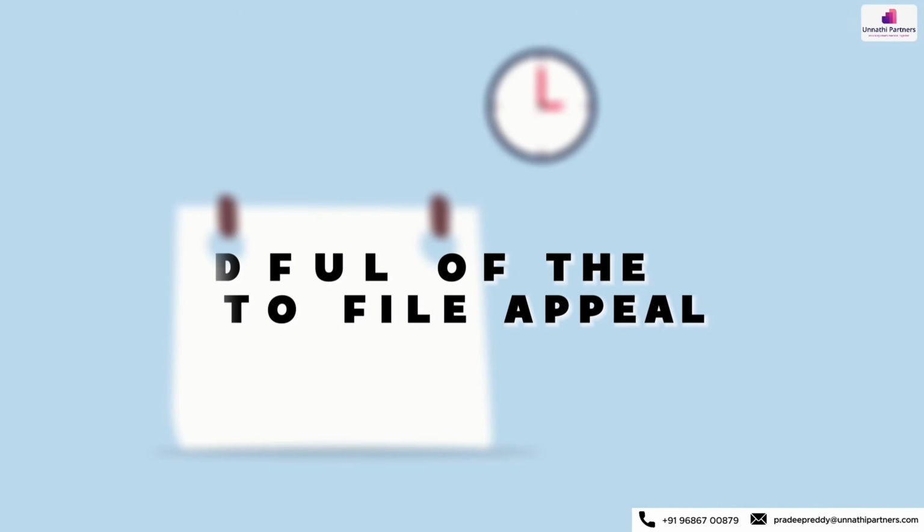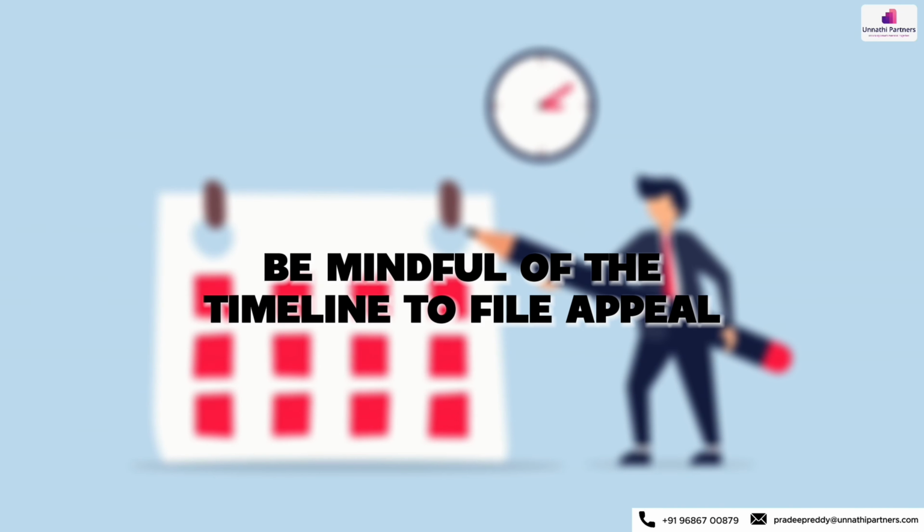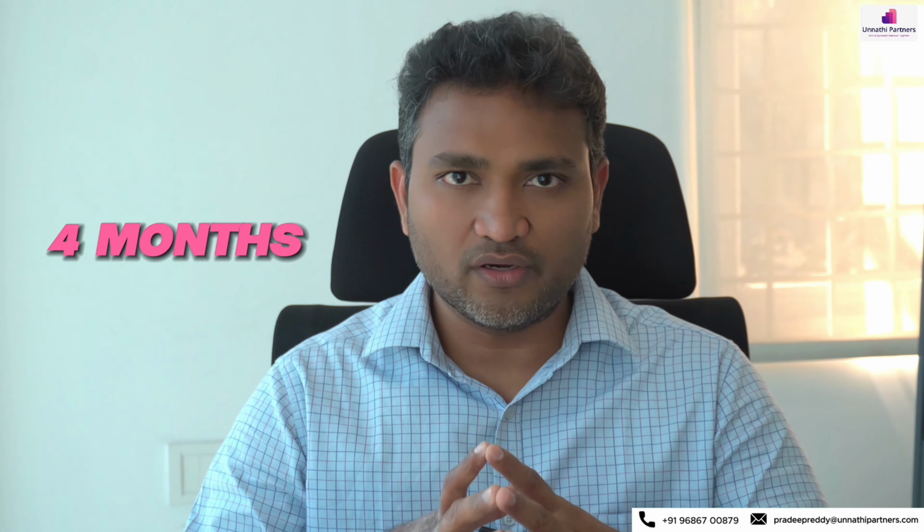Number 2, be aware of the timeline to file the appeal. The GST law allows a timeline of 3 months from the date of order to file an appeal. Further, the GST law empowers the appellate authority to condone the delay in filing the appeal up to 1 more month. So overall, we get a timeline of 4 months from the date of order. If it is beyond 4 months, the GST law doesn't allow the appellate authority to condone the delay.